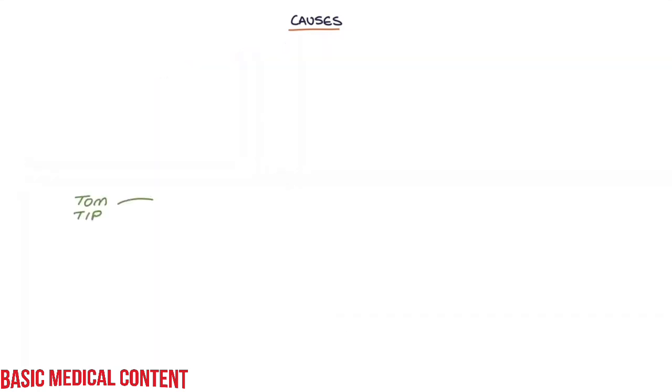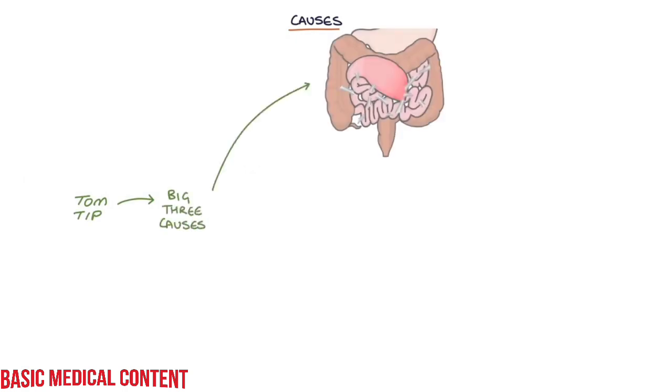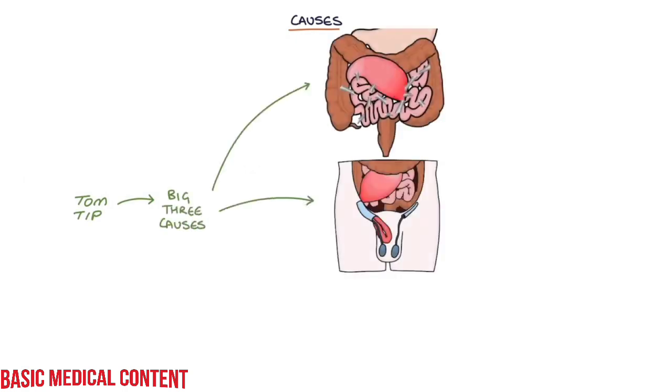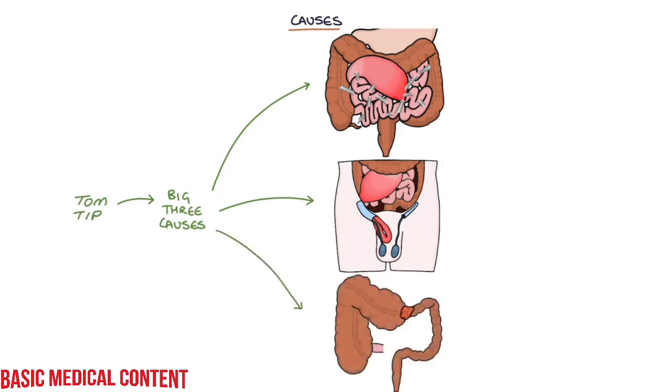A Tom tip for you: learn to recite the big three causes of obstruction without any hesitation. These are the three causes of bowel obstruction you should be able to produce if asked on a ward round or in an OSCE examination.